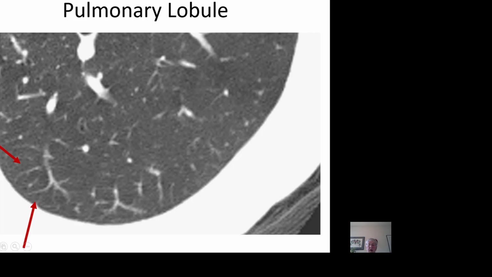This is what you're going to see on a CT scan. So the radiologists will talk about lung lobules, and they're talking about the same thing as a gross specimen. So the amount of lung parenchyma which is bounded by venous septa.